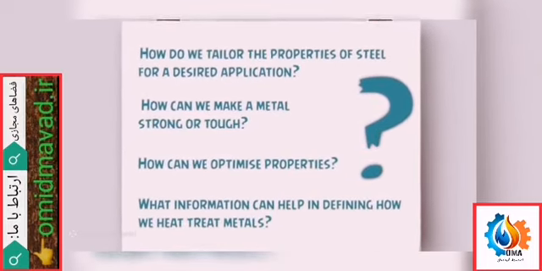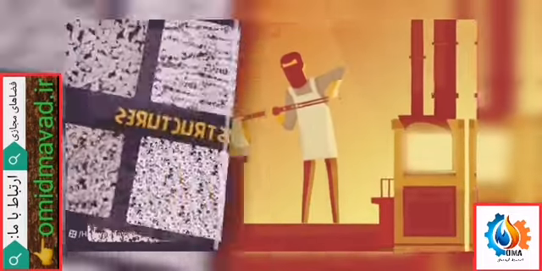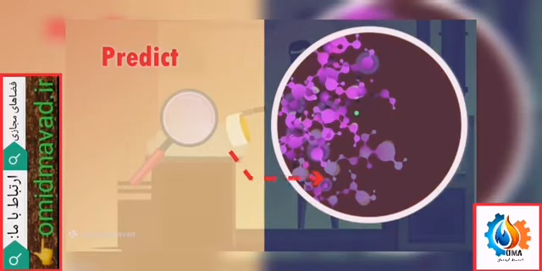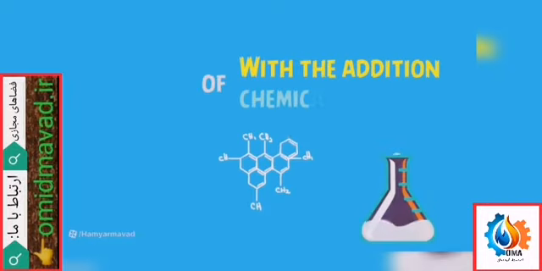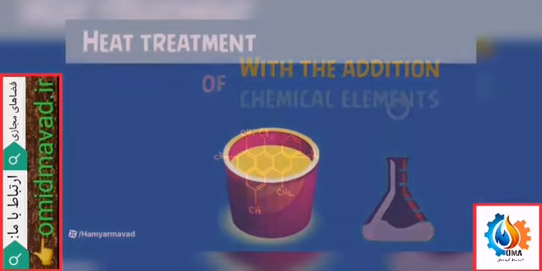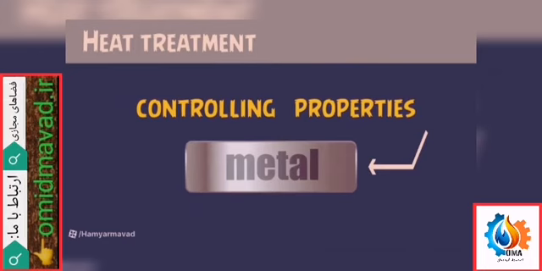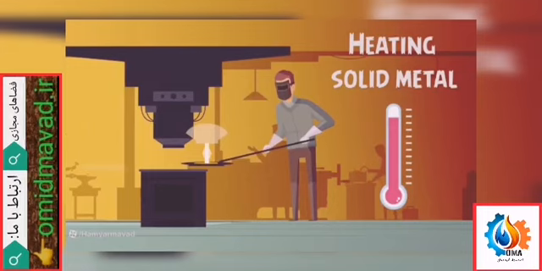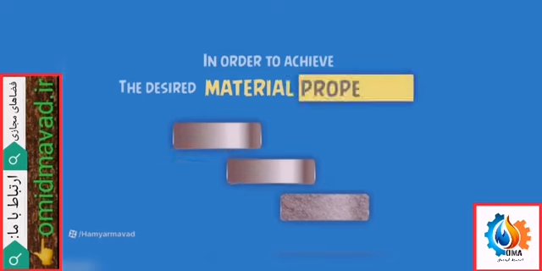the optimum properties and how we can either soften or harden a metal through producing different microstructures. We will review the different heat treatments, the microstructures formed, and how we predict what these might be. Along with the addition of chemical elements, heat treatment is probably the most important process in controlling the properties of metal. It involves heating solid metal to a defined temperature, followed by a suitable cooling rate in order to achieve the desired material properties.